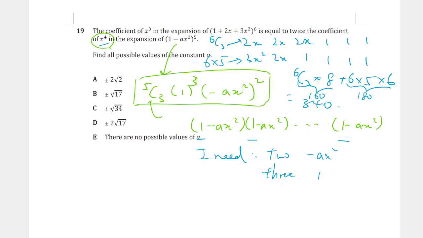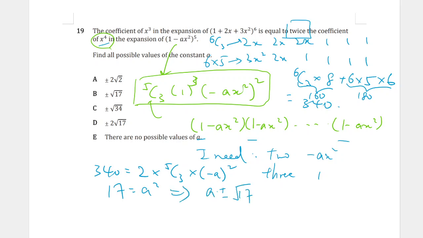Fine. So now let's equate this to what we did just now with the binomial expansion. So 340 equals twice the coefficient, don't forget, twice the coefficient of x to the power 4. So twice the coefficient, 5 choose 3, well, times 1 cubed, I'm not going to write that, times negative a squared. So 5 choose 3, that's 10. So 10 times 2, that's 20. So that leaves us with 17 equals a squared. And therefore, you know that a is plus or minus the square root of 17.